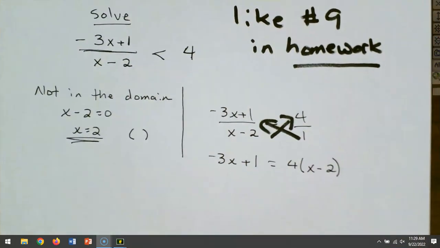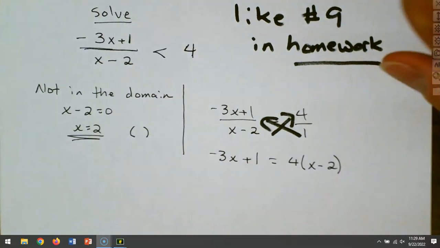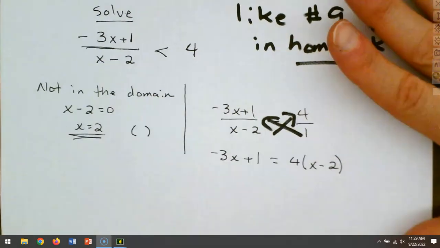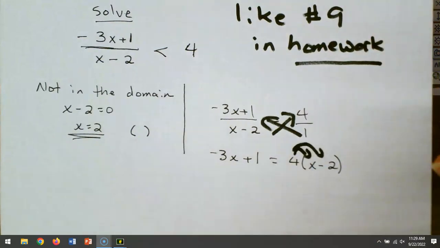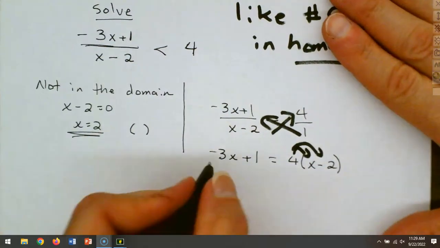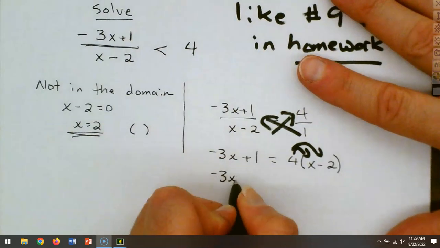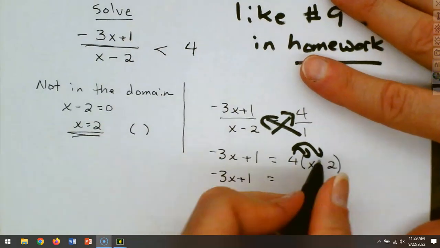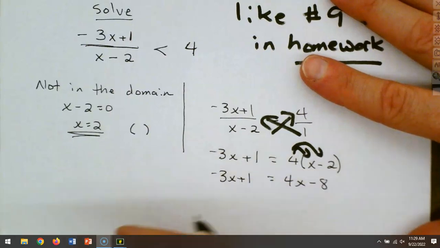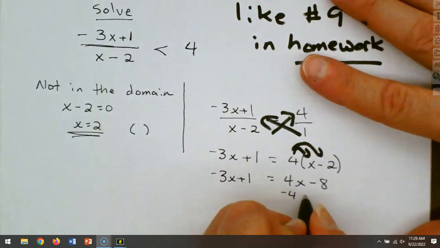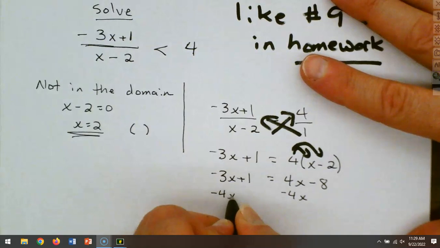So we're going to work this one out just like we've done before in the past. The 4 is going to get distributed through. And so we have a minus 3x plus 1 equals, distributing the 4 through, 4x minus 8. We'll move the 4x over. Move the 1 over as well.